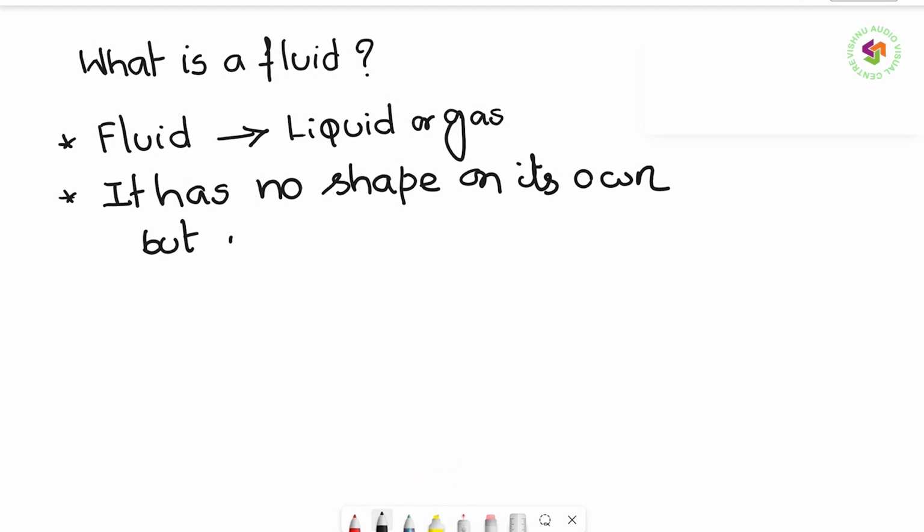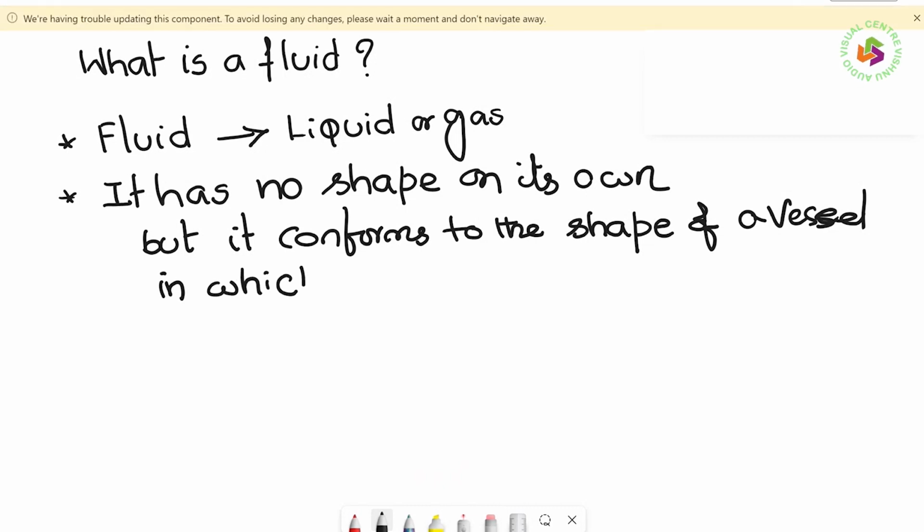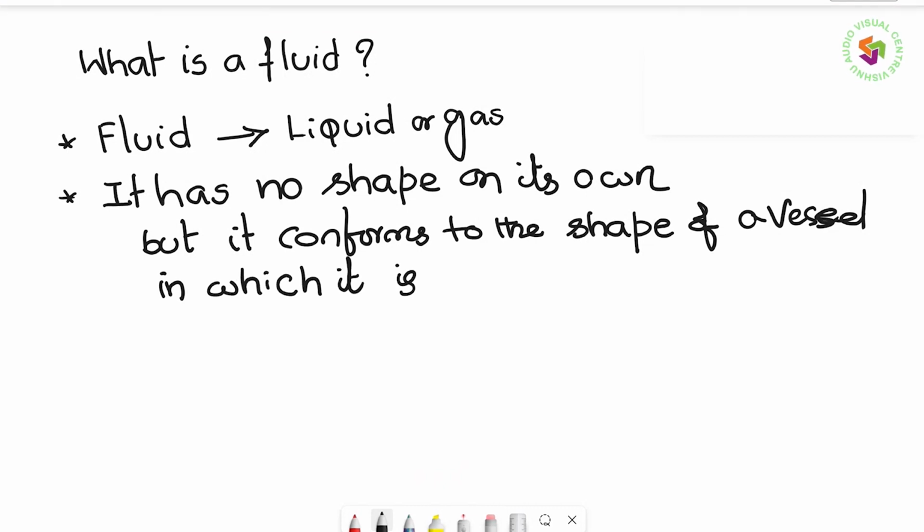But it conforms to the shape of a vessel in which it is kept. However, the most important thing is the third definition.